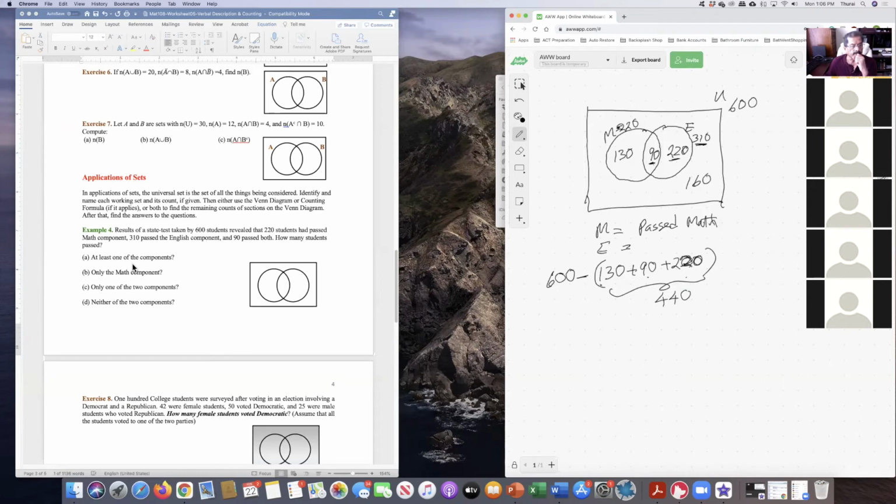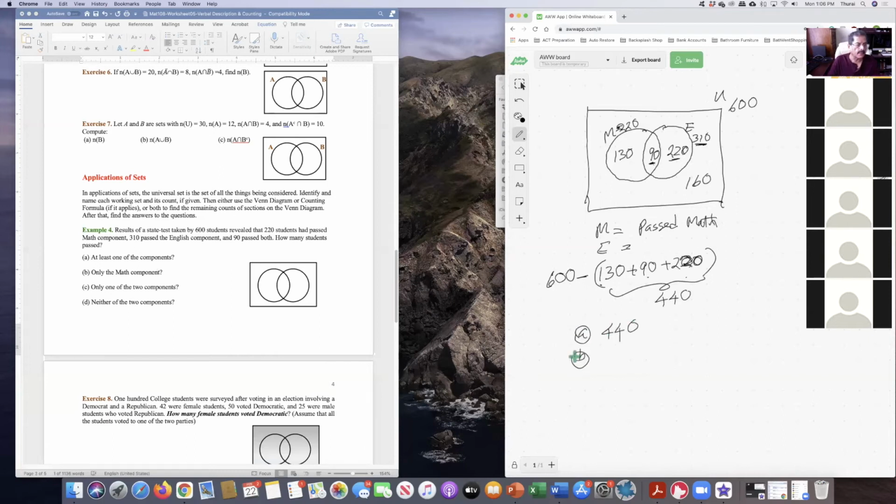How many students passed at least one of the two components? At least one means one or more. So how many students have passed one or more of the two components? Isn't that the same as the union? Do you agree with that? All the students in the union passed one or more of the sections, right? Yes, because they either passed one or the other. Right, one or the other, or both. So that would be the count of the union, which is 440. So the answer to the first question is 440.